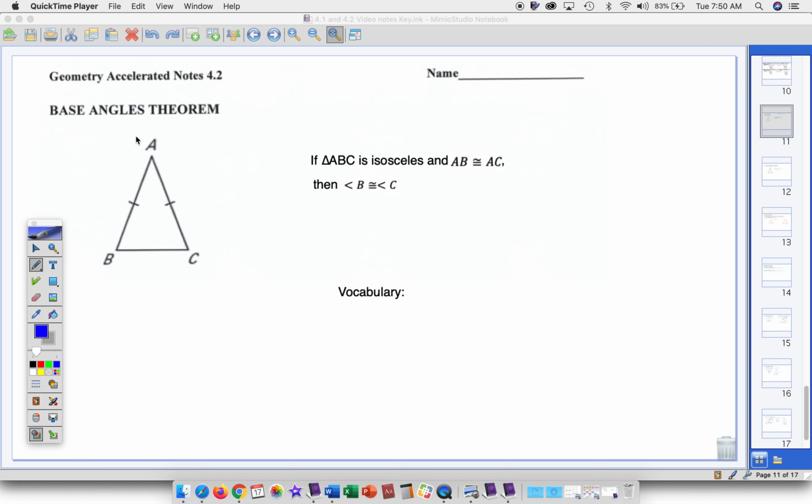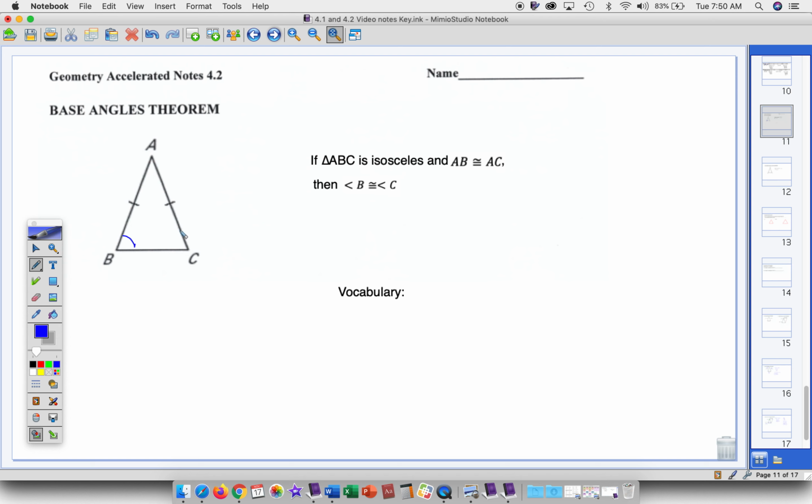We're going to start off with the base angles theorem, which says that if triangle ABC is isosceles and AB is congruent to AC, then angle B is congruent to angle C. Okay, so angle B and angle C are called base angles. Angle A is called the vertex angle.